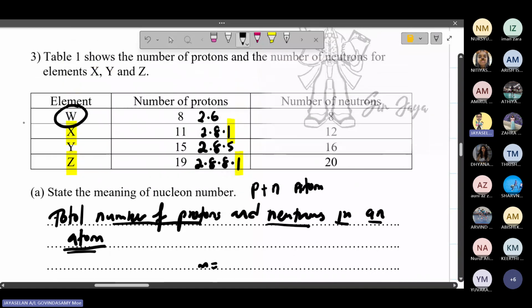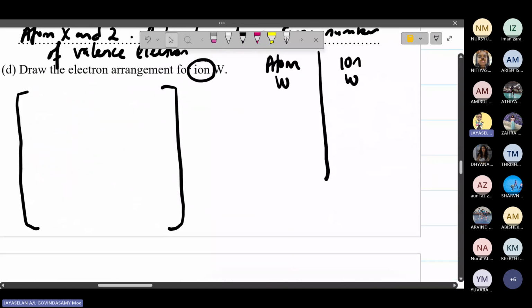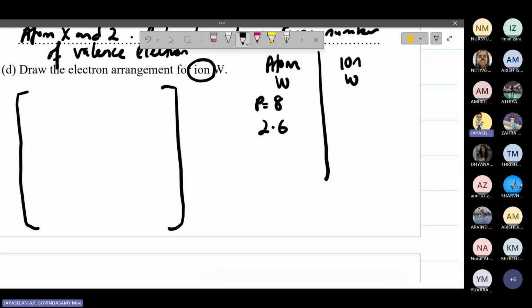Atom W. So I put atom W, how many protons does it have? Proton 8. 2.6. The electron arrangement is 2.6. When you see valence electron 6, this is called non-metal. 4, 5, 6, 7 all non-metal. Non-metal will form what ion? N ion. What is N ion? Negative ion. Valence electron 4, 5, 6, 7 all will form N ion, negative ion.